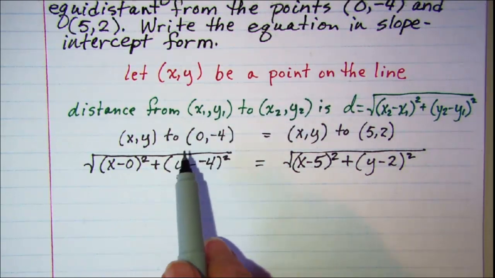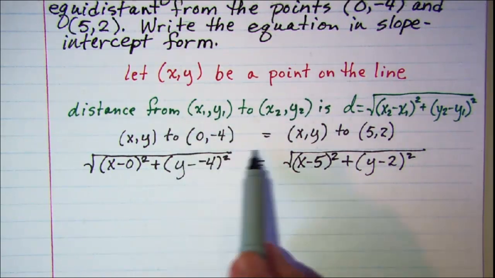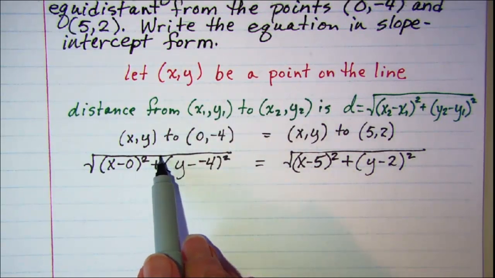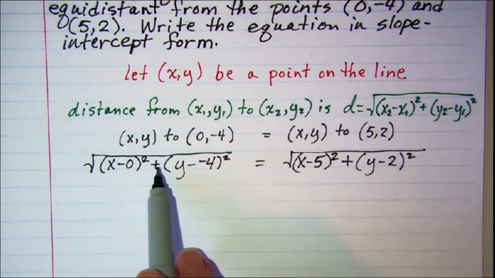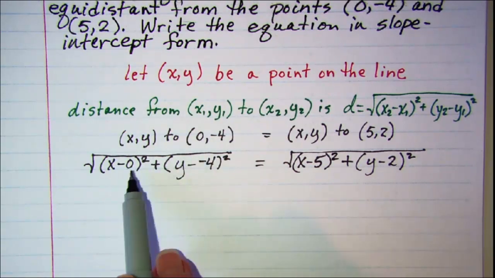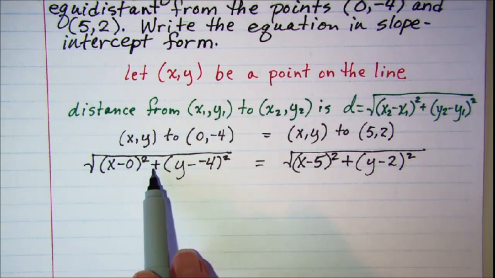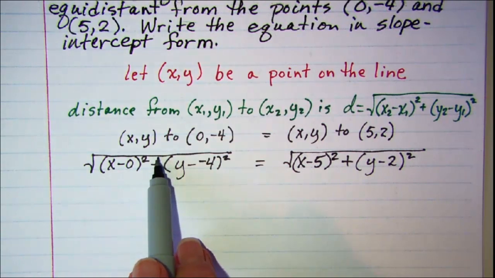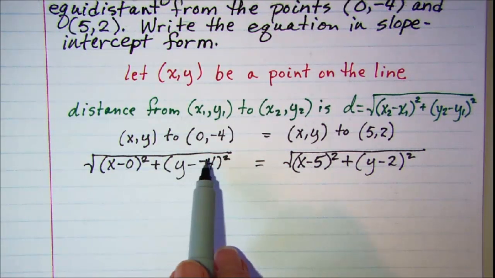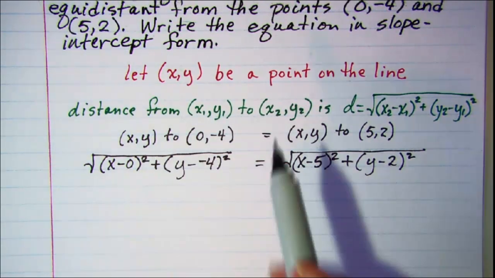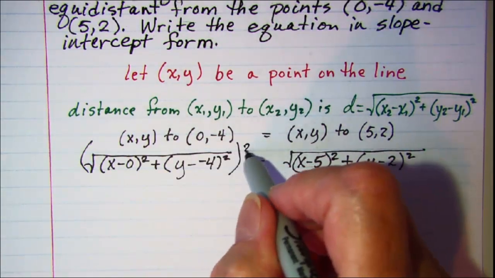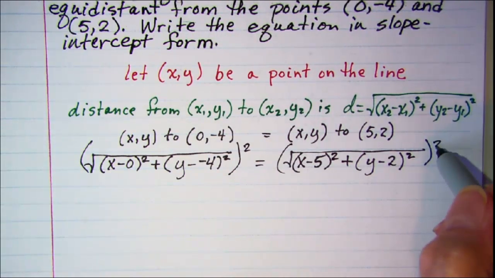Our first thing to do would be to remove these radicals. Please do not get creative and think that this radical removes these squares. It does not, because these squares are added together here. This is a sum, and there's no rule in mathematics that says that square root removes those. So the only way to remove those radicals is to square both sides. So we'll do that first.